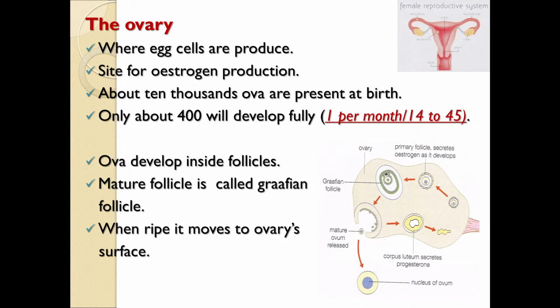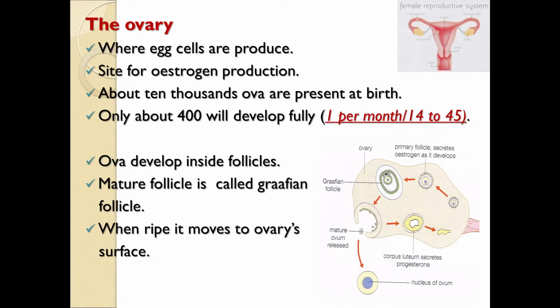So about 10,000 ova are present at birth. What they are saying is that when a female is born as a baby, she is born with approximately 10,000 eggs in her body. But in terms of maturing, only about 400 normally mature.